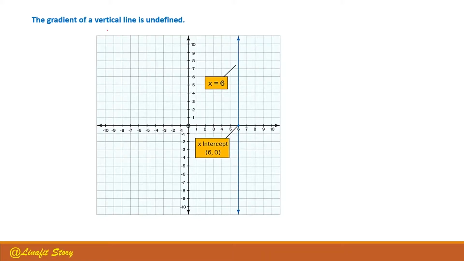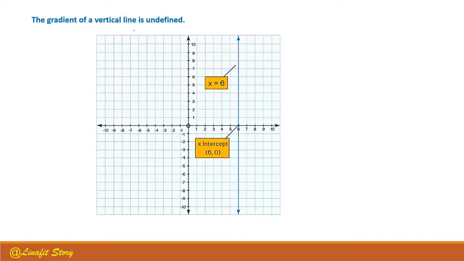Now look at this example. The x-intercept is (6, 0). So the equation of this straight line is x is equal to 6.